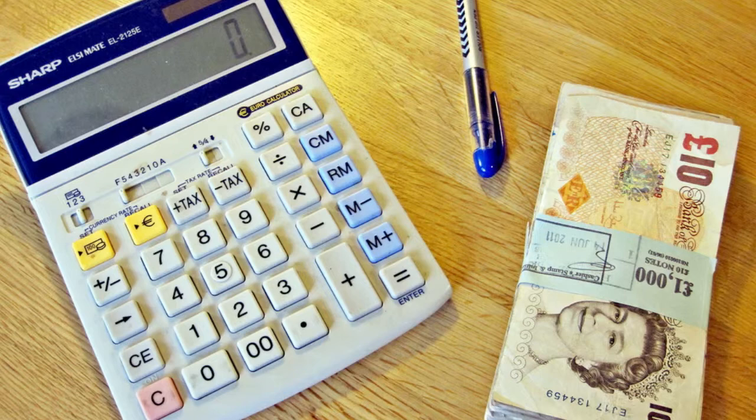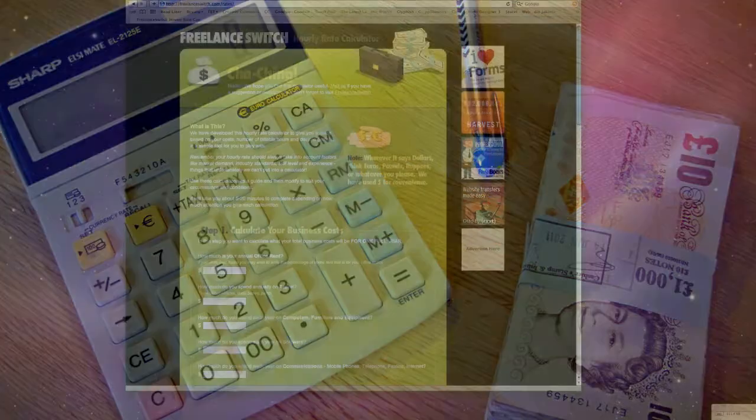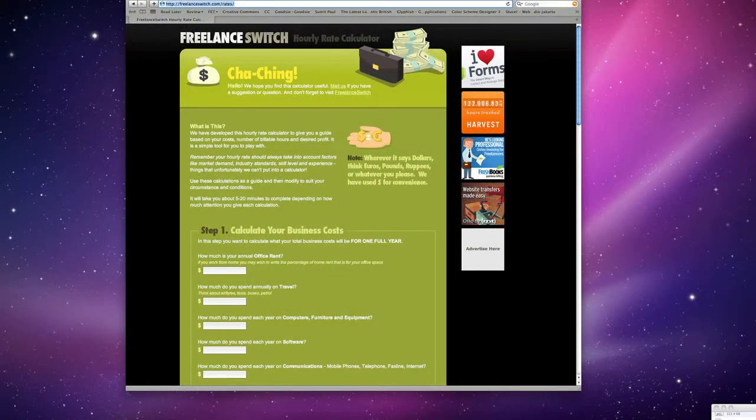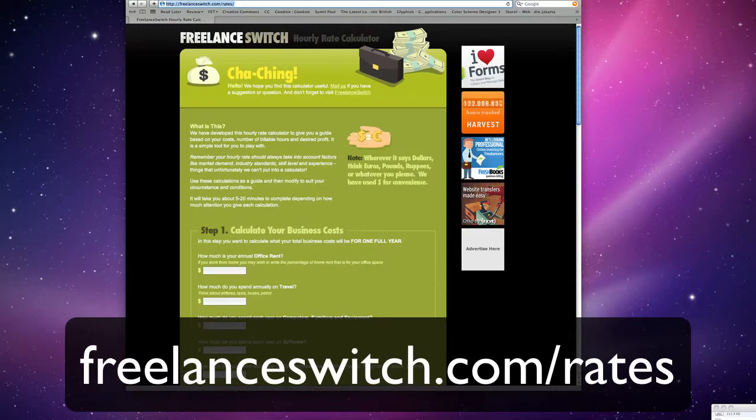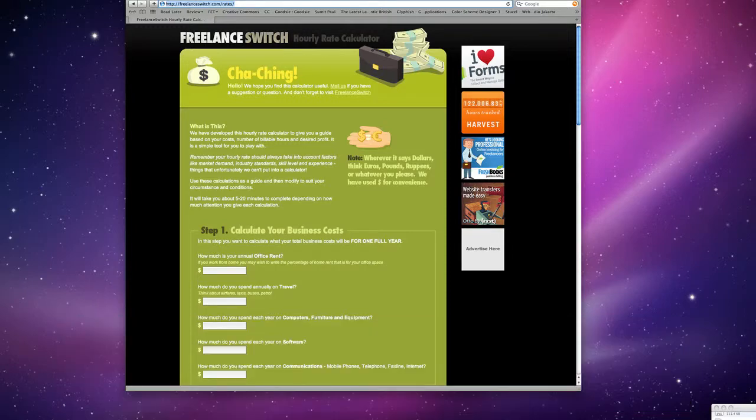We're going to use this excellent tool from freelanceswitch.com, which is the Freelance Switch Hourly Rate Calculator. You can find that at freelanceswitch.com/rates. Now, the one thing you want to remember with this is it's not going to give you your industry's going rates. It's not going to give you any sort of averages.